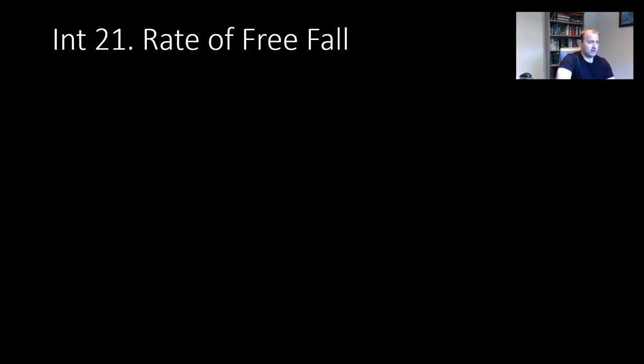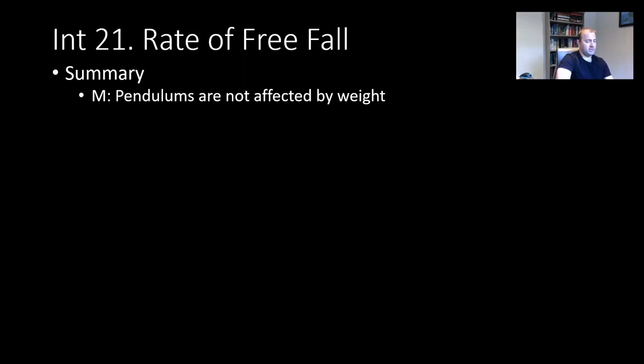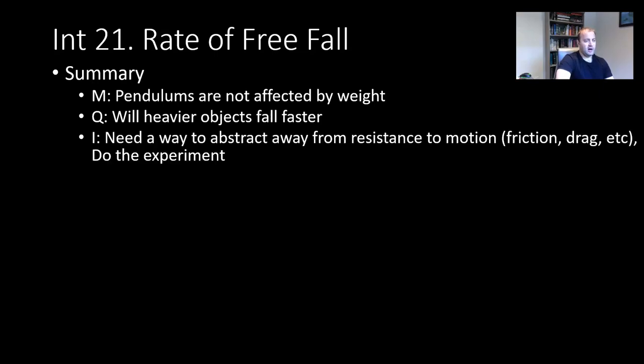Integration 20 was the rate of freefall. So pendulums are not affected by weight. The question then becomes, will heavier objects fall faster? Pendulums did not have a faster or longer period depending on weight, but will heavier objects fall faster? The idea is that they wouldn't, because pendulums work due to gravity. So maybe that's the thing we're going into this thinking.